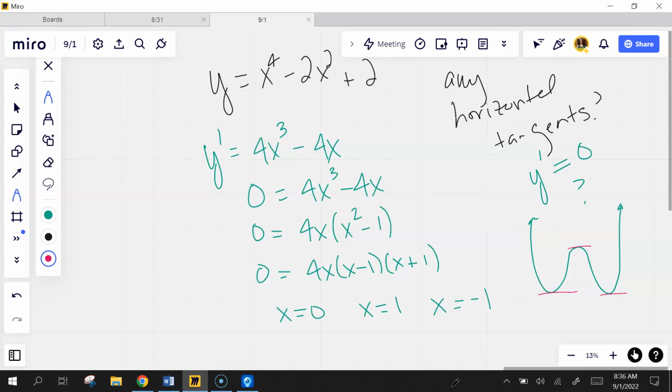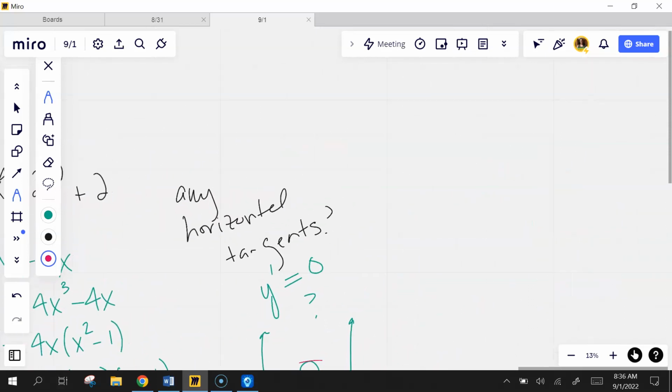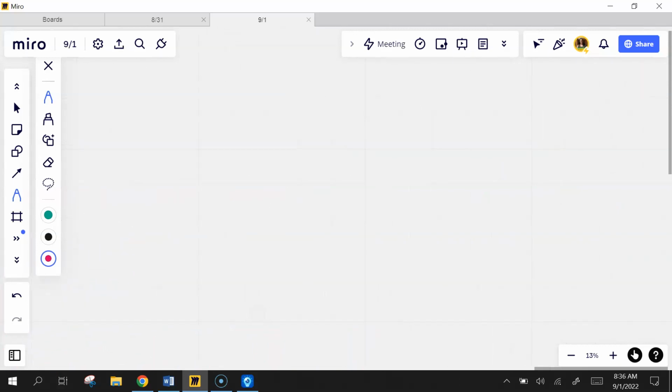Two more. Okay. Should be good. I saved the hardest for last, the best for last. What number? 6?